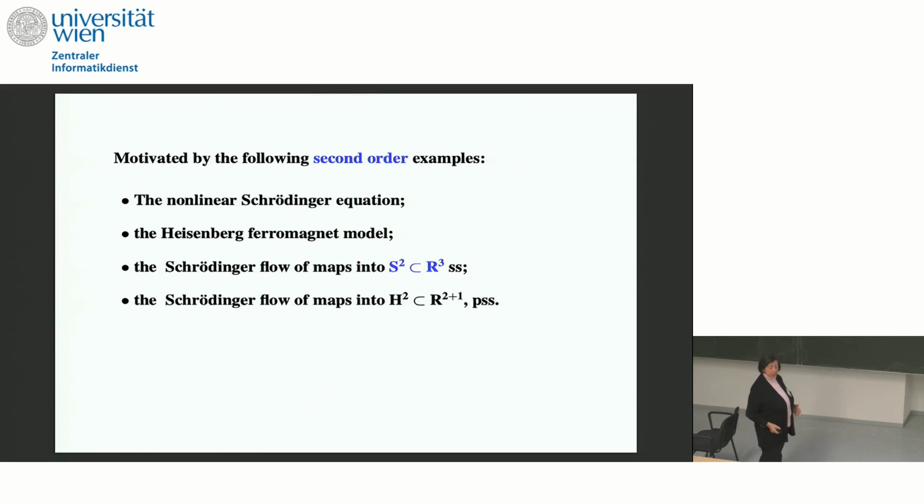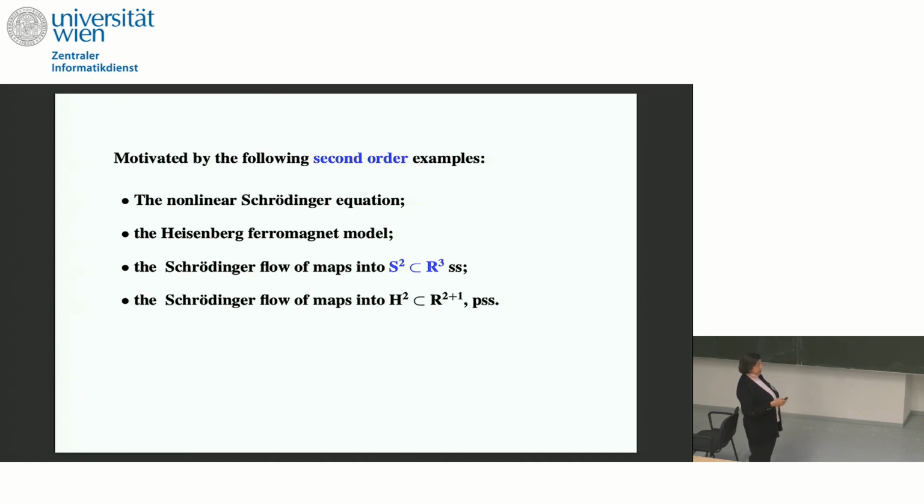And then we went to the second order. We went to the second order motivated by the following equations: the nonlinear Schrödinger equation that I just mentioned before. Then there is the Heisenberg ferromagnet model. The Schrödinger flow maps into S2. This is a system because it's an S2, although there are 3 functions, but because they are on the sphere, it reduces to 2 functions. The Schrödinger flow maps into hyperbolic space.